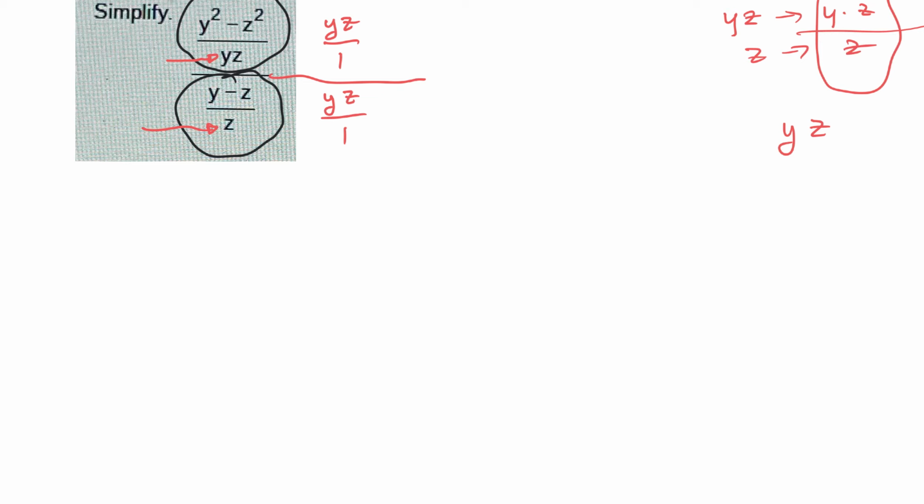On the top one, the yz's cancel, because one's on the top, one's on the bottom. So I'm just left with y squared minus z squared on the top. Over, on the bottom, the z's cancel, and so I'm left with y minus z from here, and then there's a y there, and I'll just put it up front.